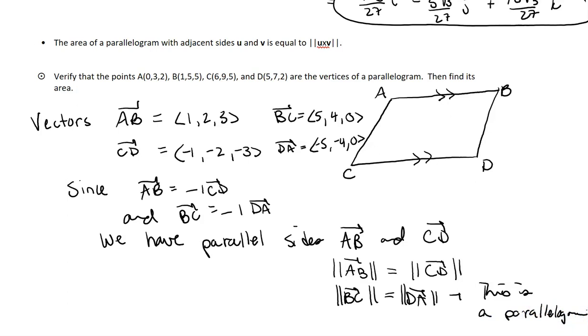So it says that the area of a parallelogram with adjacent sides u and v is equal to the magnitude of u cross v. So if these two are opposite sides and these two are opposite sides, then you can pick a pair of those adjacent sides, meaning the ones that meet at a corner, and find their area.